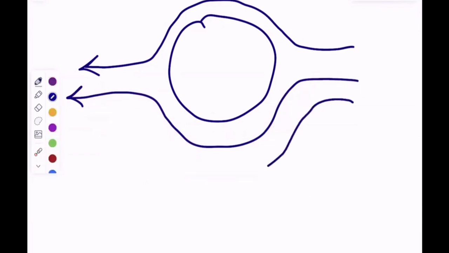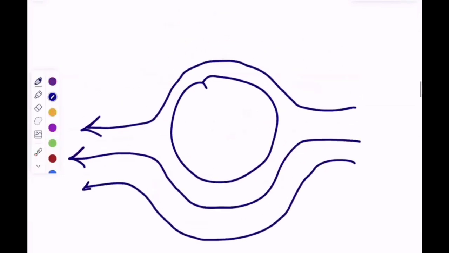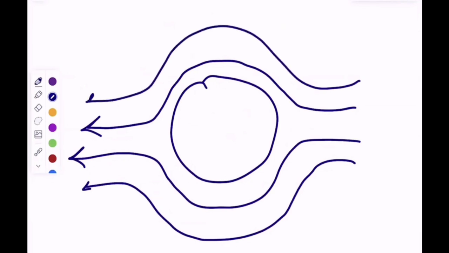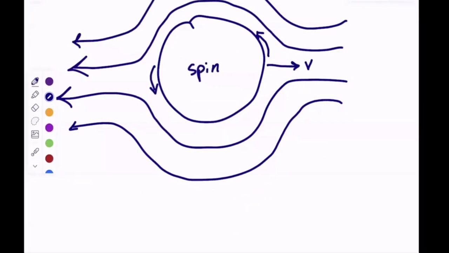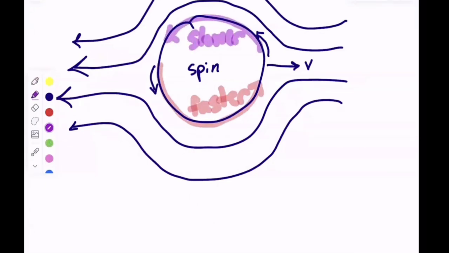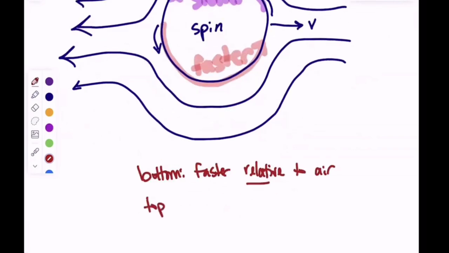So I'll draw a couple more arrows. So this is roughly going to be the flow of the air around the ball as the ball moves this way through the air. And this ball is also spinning. Then something additional happens, which is cool, which is that this bottom surface, which I will highlight, is moving faster, and this purple surface is moving slower. And what I mean by that faster and slower is that the bottom is faster relative to the air, whereas the top is slower relative to the air.